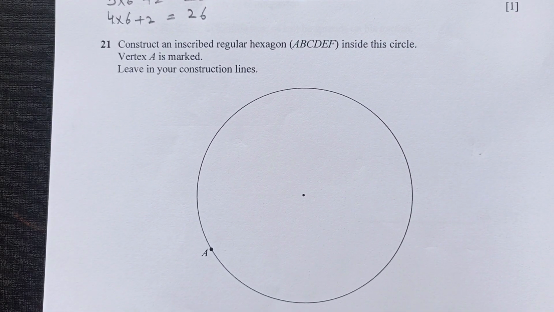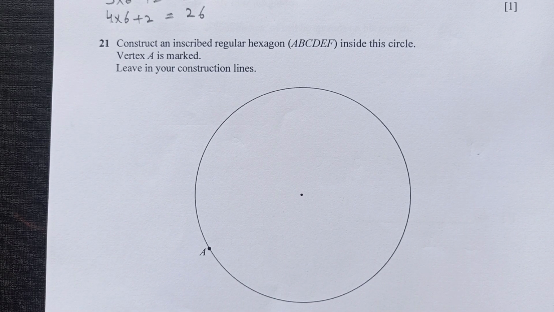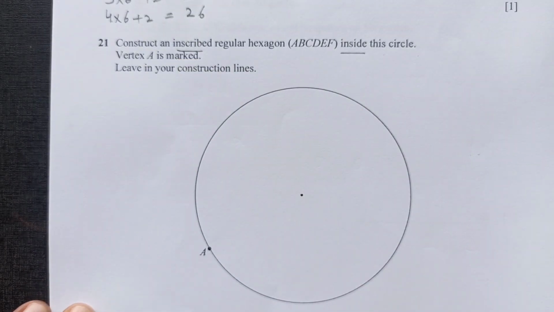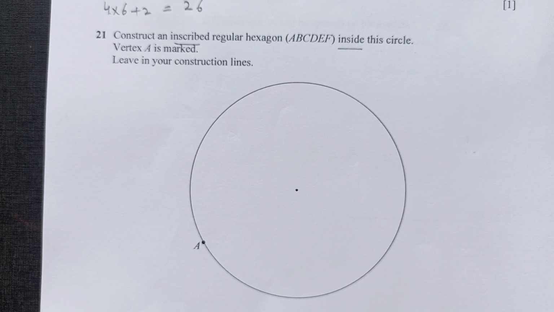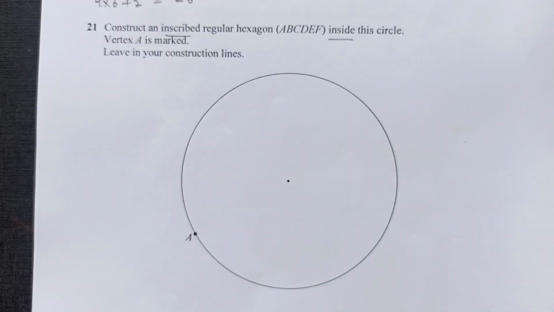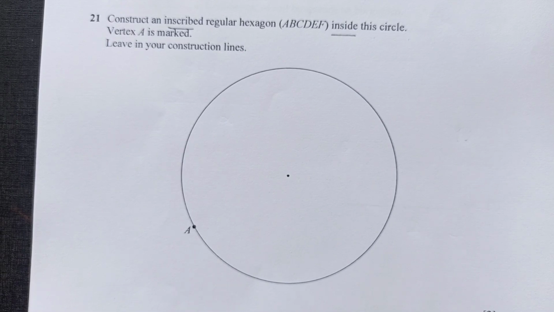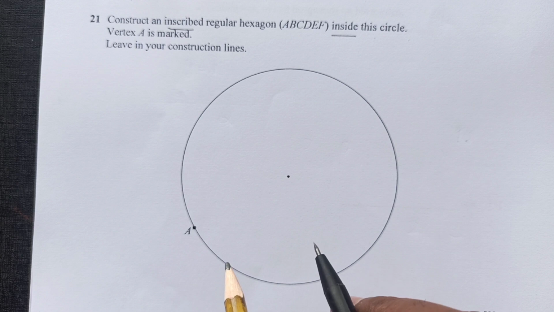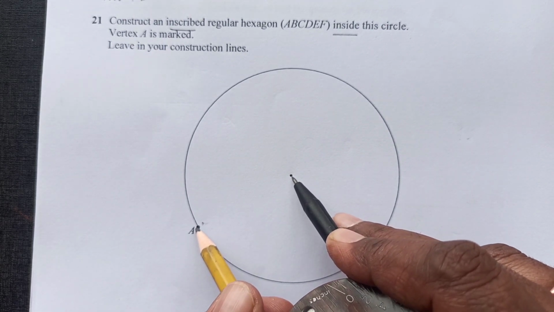Now number 21. Construct an inscribed regular hexagon A, B, C, D, E, F inside the circle. Vertex A is marked. So we have vertex A. This is a constructions question, so you need to be careful. Let me get my compass. You need to measure from the center to the vertex, whichever is given. We are given A here, so we will measure from O to A, right?